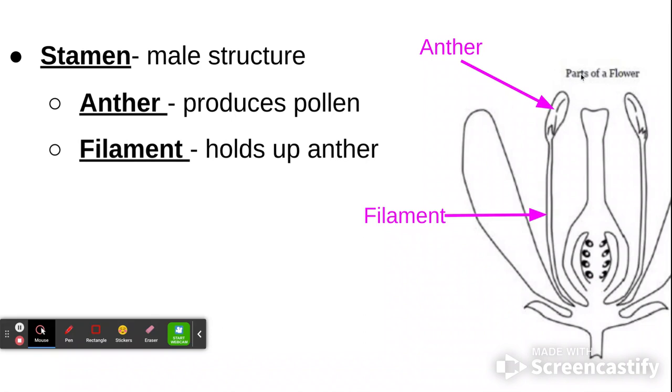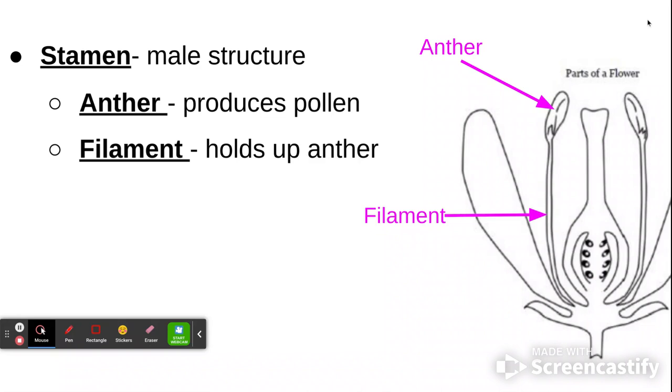So this whole thing is the stamen. That whole thing is this male structure. Now, we're going to learn that some flowers only have male structures. Some flowers only have female structures. Some have both. So this flower has both male and female structures. Sometimes that means they can pollinate themselves.